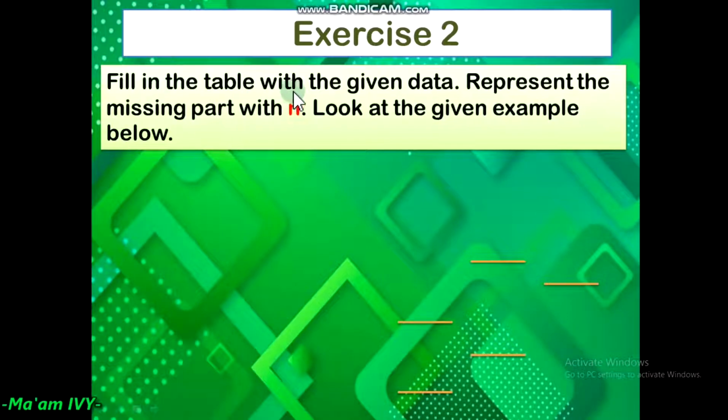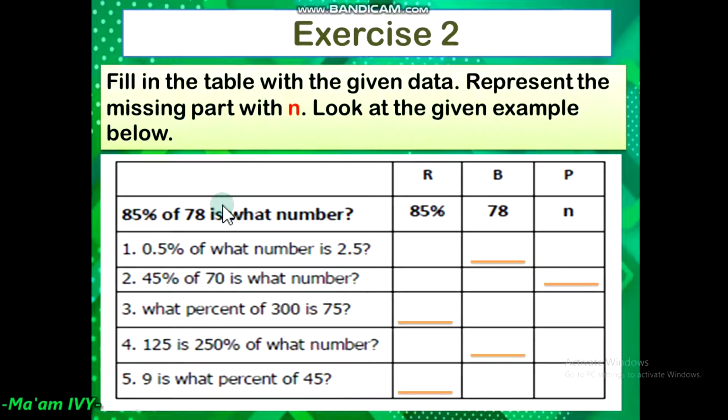Fill in the blank with the given data. Represent the missing part with N. Look at the given example below. So we have here the table, kids. We have the column for R, which is the rate, B for base, and P for percentage. We are going to fill in the table with the given data, and represent the missing part with small letter N.